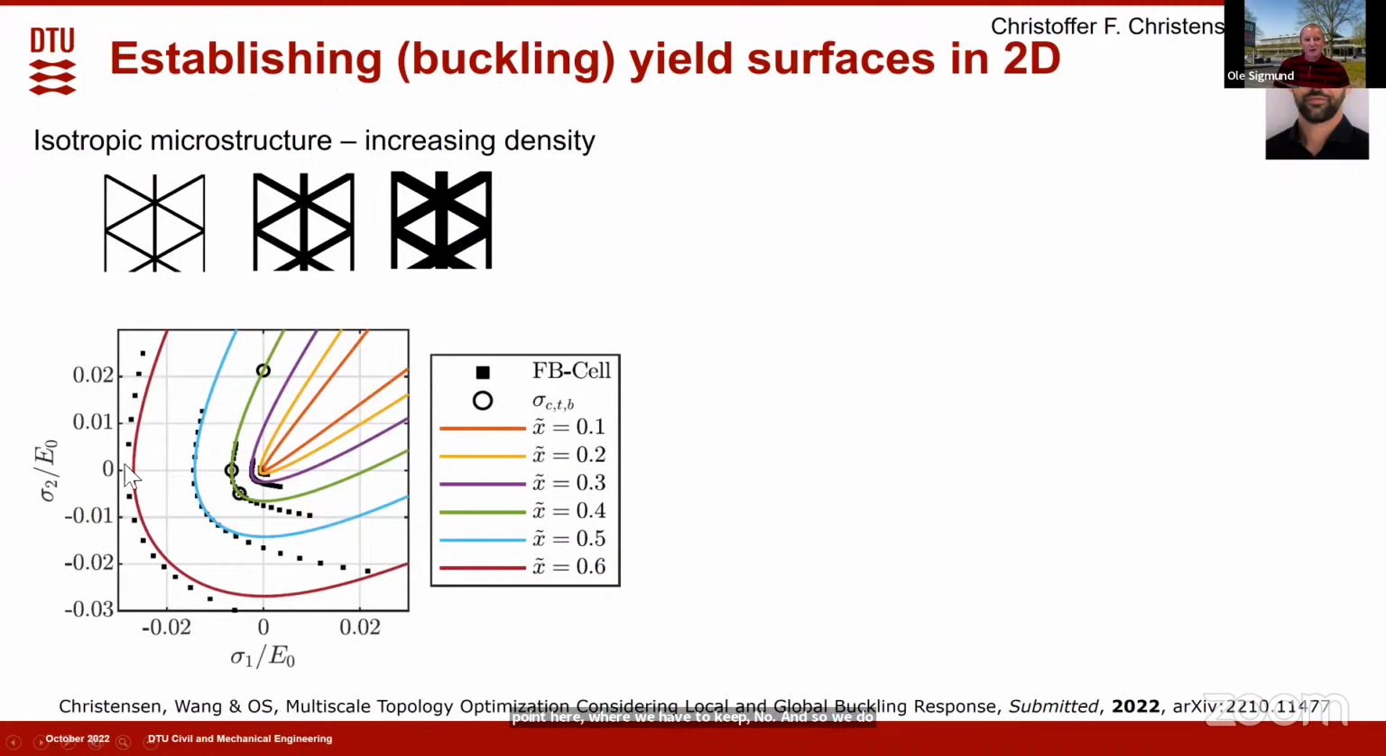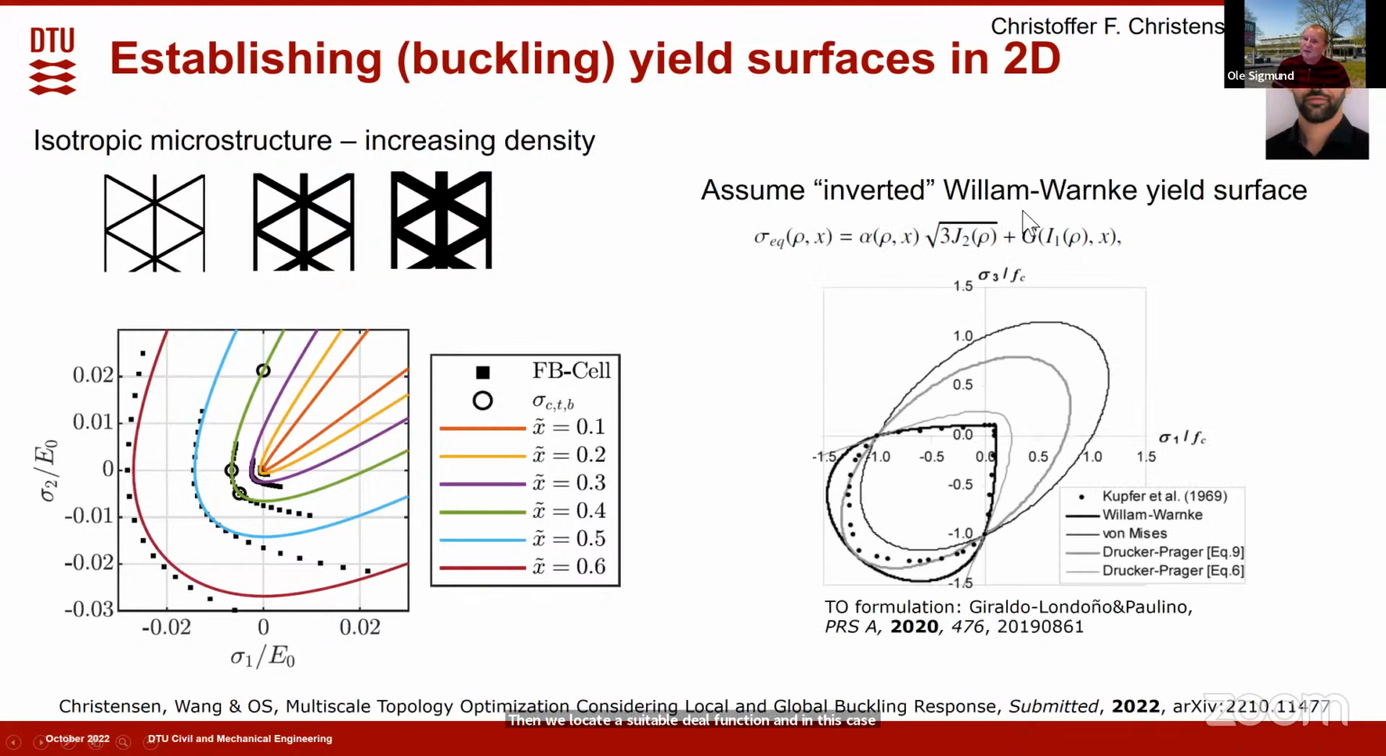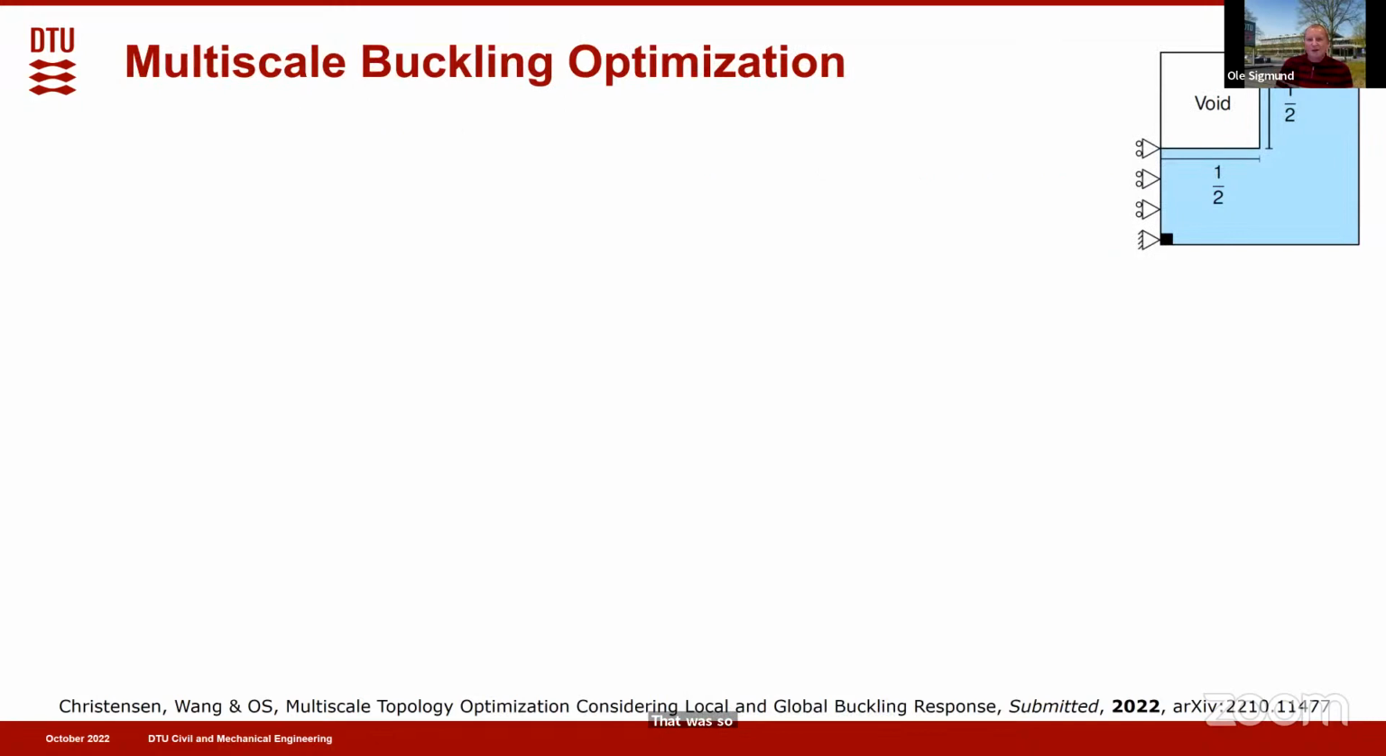So the black dots here are provided by the Floquet-Bloch wave analysis. Then we locate a suitable yield function. And in this case, it actually turns out that the Willam-Warnke yield surface approximates our microstructure buckling response quite well. And so to do the topology optimization, we use an approach that was advocated by Gersborg-Hansen, Rodrigues and Paulino to do this. So what comes out of this? Well, let's have a look.